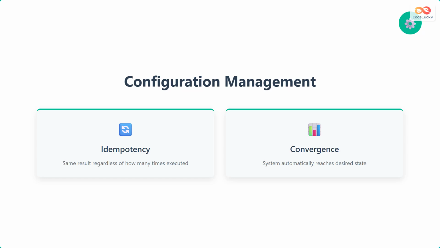Convergence means that the system automatically reaches and maintains the desired state defined in your recipes. If someone manually changes a configuration file that Chef manages, the next Chef run will detect the change and restore the file to its intended state. These principles ensure that your infrastructure remains consistent, predictable, and easy to manage, which are core benefits that make Chef valuable in enterprise environments.